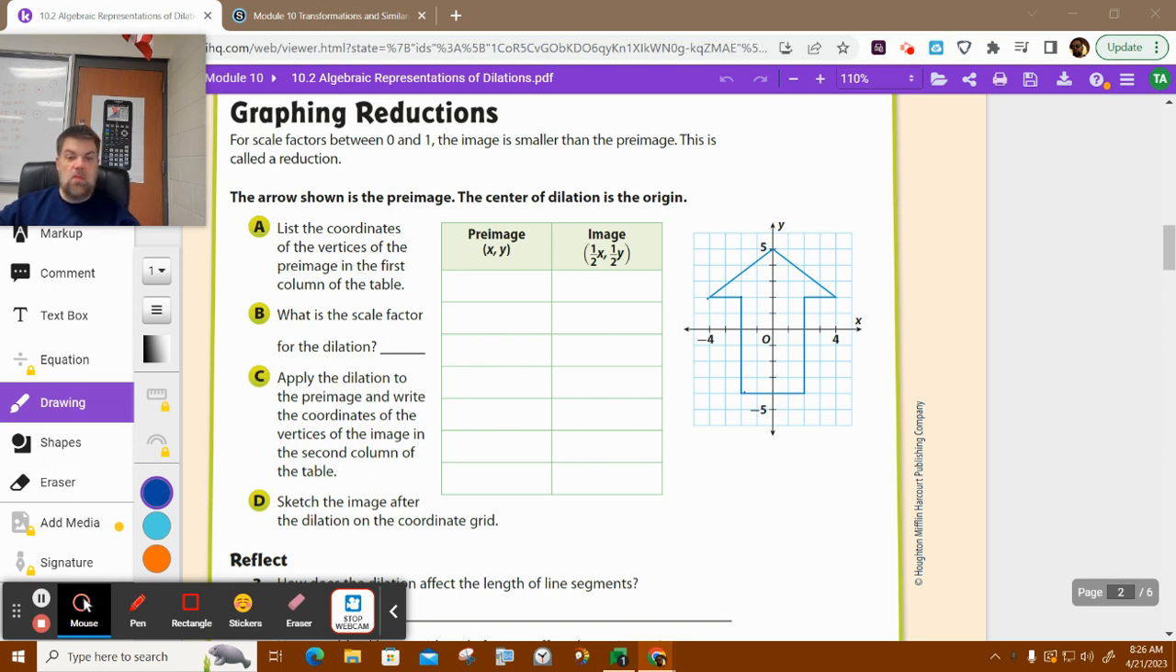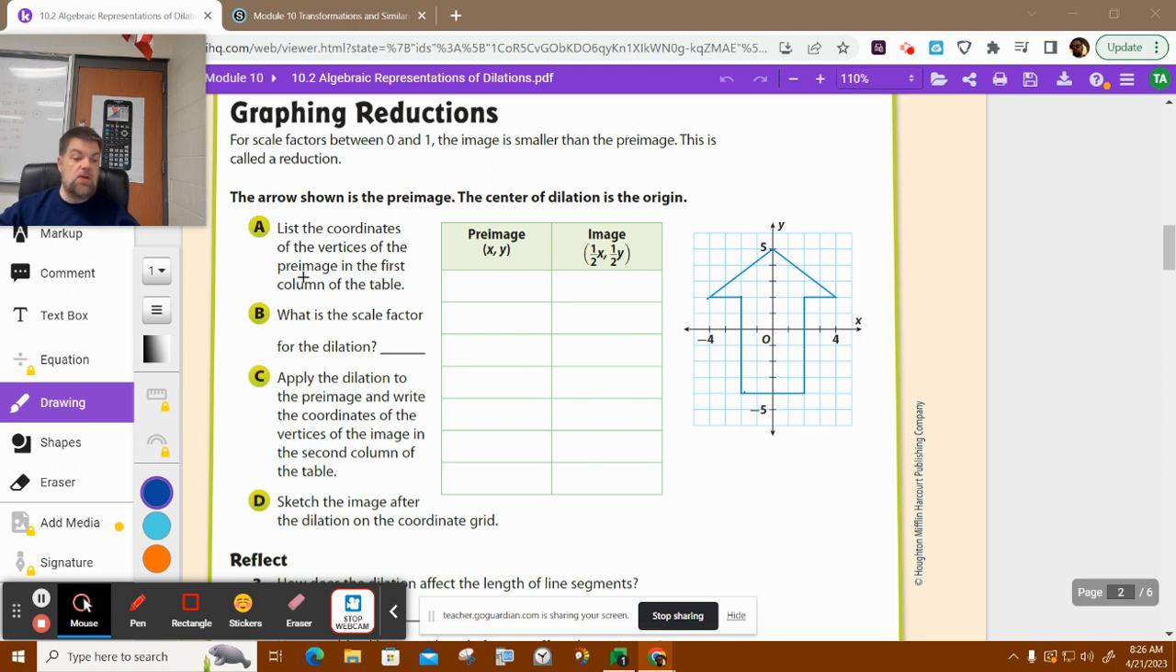And so what they're saying is, it says, look at the arrow. That's this thing here. And we're going to go through the same process, but now the scale factor, what's the scale factor based on what you see on the screen? Yep, you could convert it. It's 1/2, or you can think of it as 0.5.